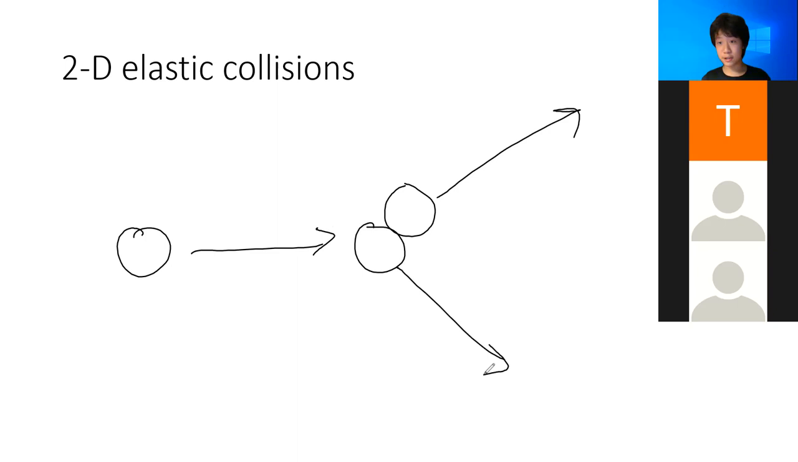And this happens a lot in the game of pool, right? When you hit the ball at a certain angle, the two balls will go off at different angles to one another, okay? So how do we problem solve for a 2D elastic collision?